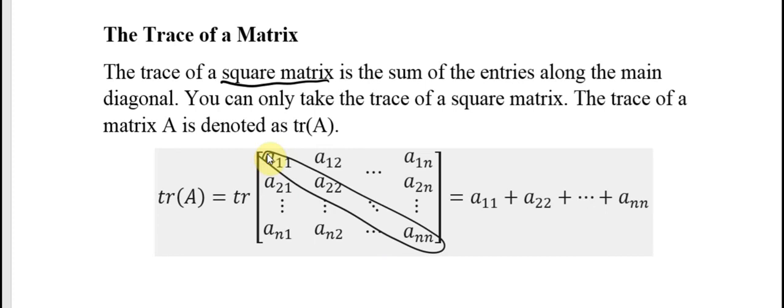Back in the Gauss-Jordan form, the reduced row echelon form, that's where you were trying to get the leading ones, right? I put that comment: you can only take the trace of a square matrix. We denote the trace by TR and then parentheses capital A.